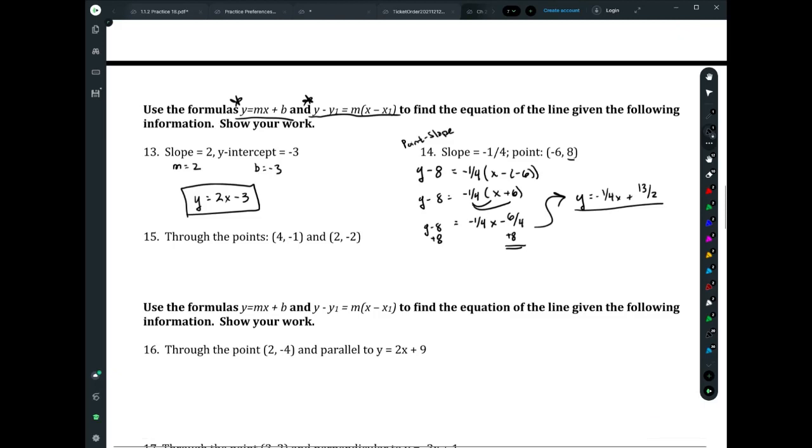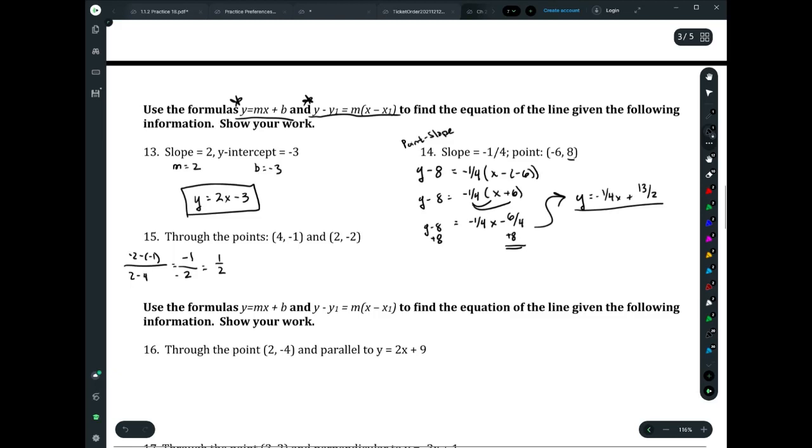Through 2 points. First, we have to find the slope. So -2 minus -1 all over 2 minus 4. -2 minus -1 is going to be -2 plus 1, which is -1. 2 minus 4 is -2, which means our slope is 1/2.